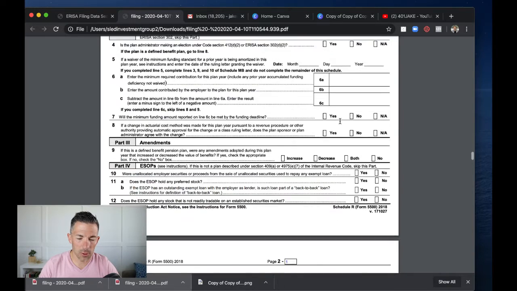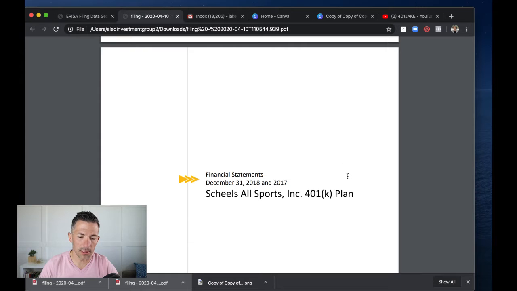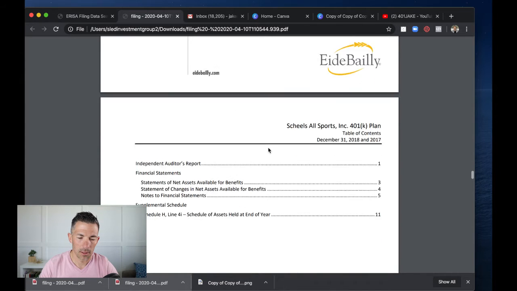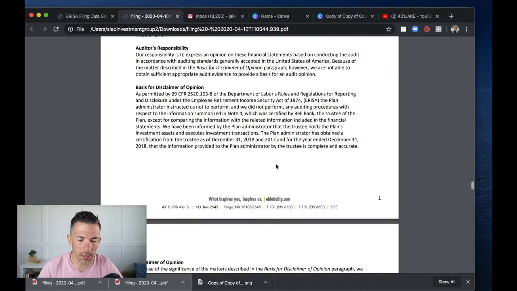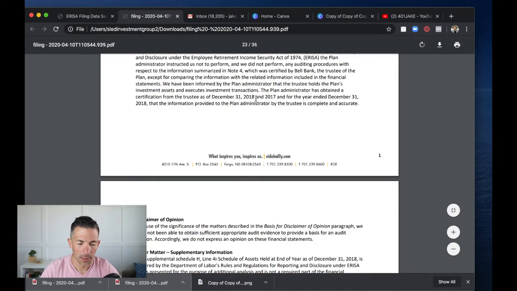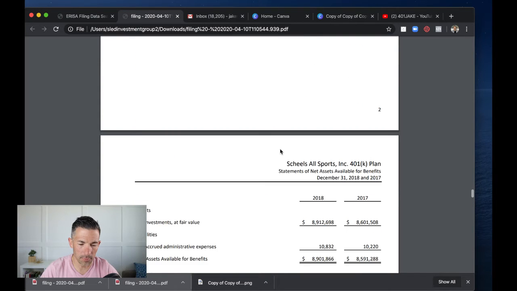So keep scrolling. What's cool about an audited plan is you're going to get into the audit. This is an audit that they put together for the company because it's over 120 employees. And in the audit, you can get a lot of detail. So you get past the first part that's from the auditor. It says, here's what we do and why we do it, blah, blah, blah.